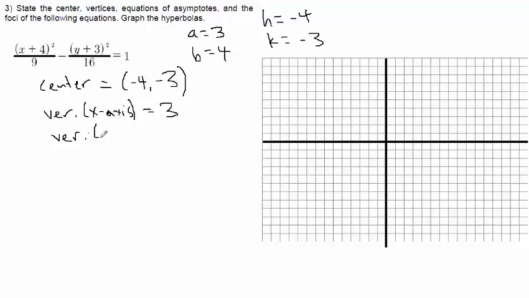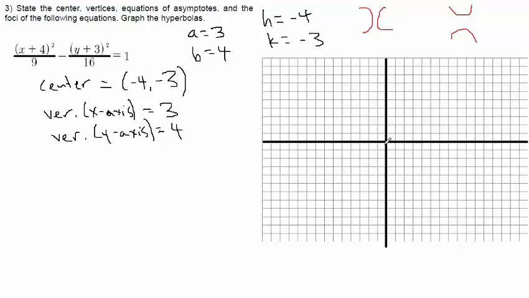And the vertices on the y-axis is going to be the square root of 16, which is 4 on the y-axis. Well, actually, that would be in an ellipse. In a hyperbola, you're only going to have one set of vertices, because the hyperbola is either going to be something like this or something like this, where the 2 points are never going to touch each other. So let's graph the center.